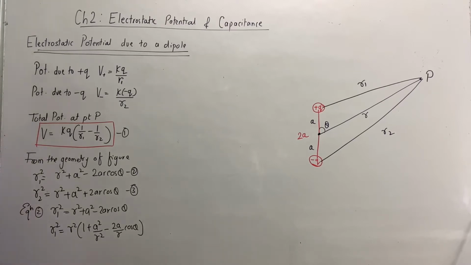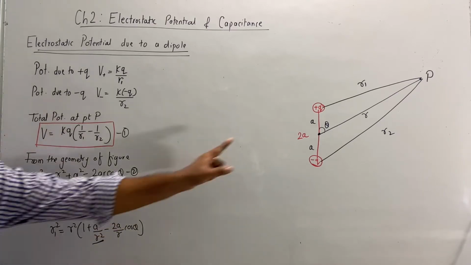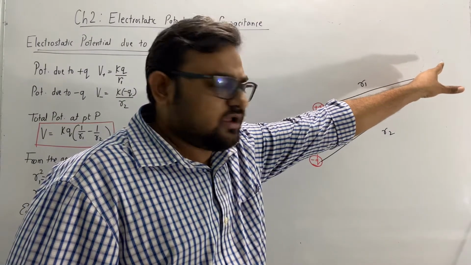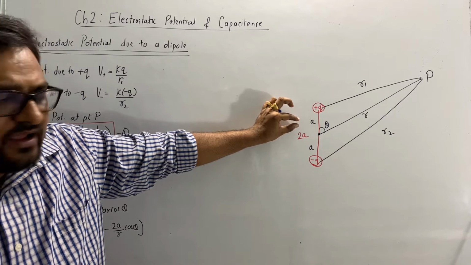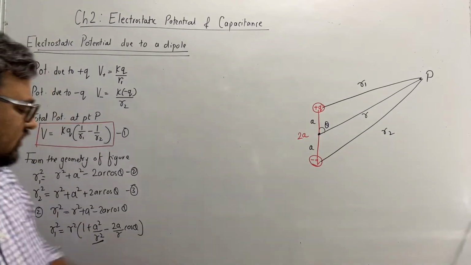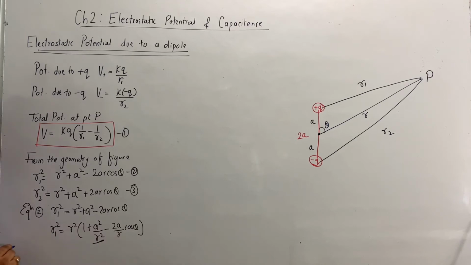Okay, so now what we want, I want 1 by r square. But now if r is, see here, this is the distance r, okay, and this distance is a. So this distance, if it is very small, it will be negligible compared to r. So we can ignore this. When r is much greater than a, then a square by r square is negligible compared to 2a by r cos theta and 1.